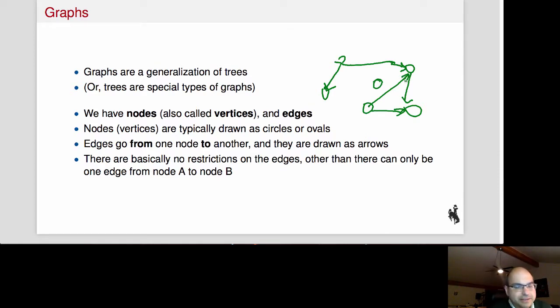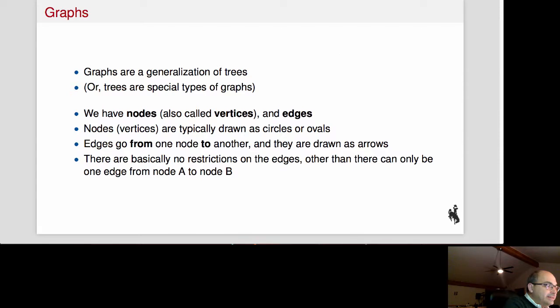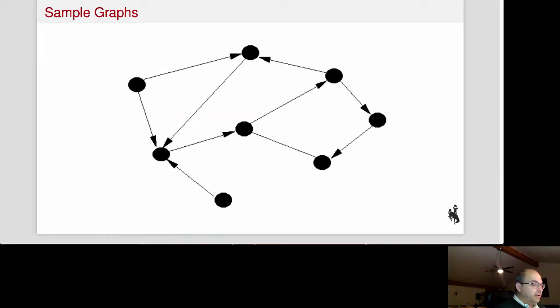There's no restrictions on the edges, okay? From one node to another, you can only have one edge. Otherwise, you're dealing with a multi-graph, that's allowed to have more than one edge between nodes. But generally speaking, this is it. We have nodes, and then we might have an edge from one node to another node, right? That is it. So here's an example of a graph, and as you can see, there's not much to see, right? It's just a bunch of nodes and then arrows or edges connecting them.